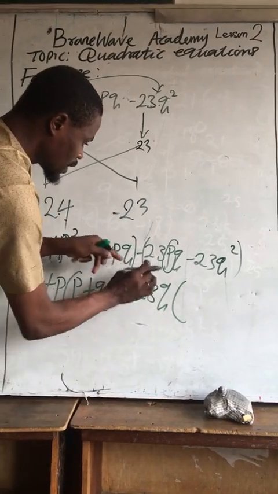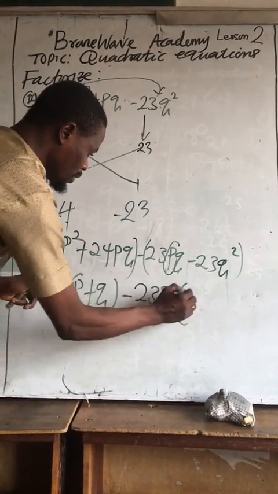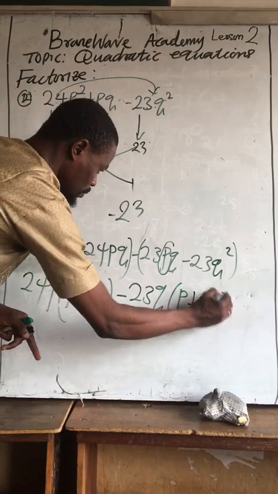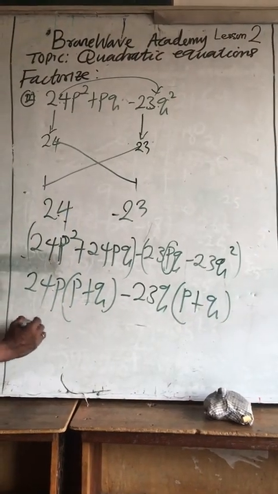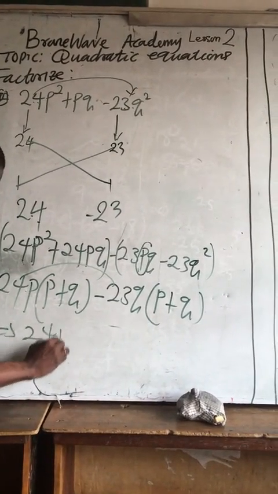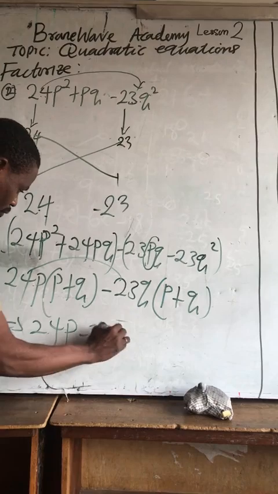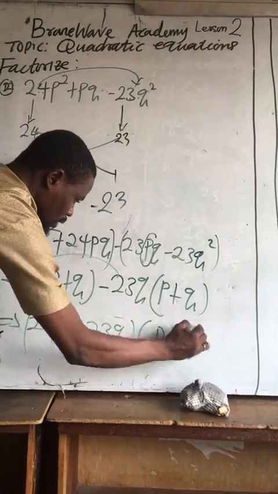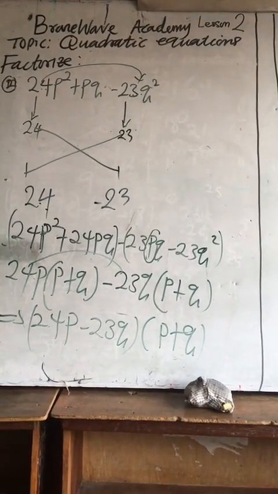Open bracket. I've used minus 23Q. What is common? What is remaining? P. Of course, it must be the same thing with this one, plus Q. Which implies that the answer is going to be what? Pick this one and this. 24P minus 23Q. Then what? P plus Q. This is the second question. Let me add one more question.